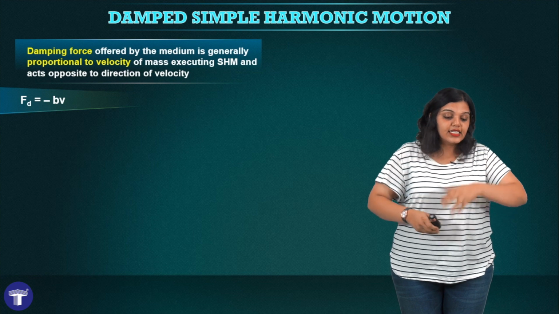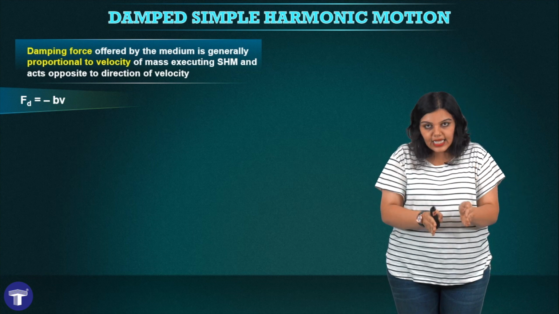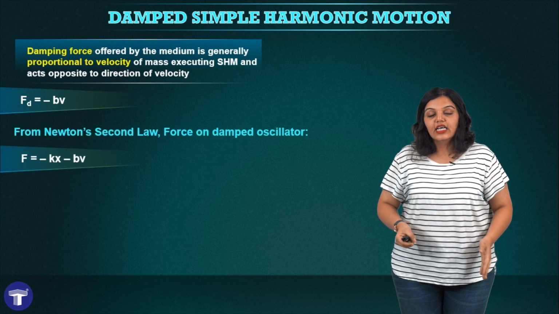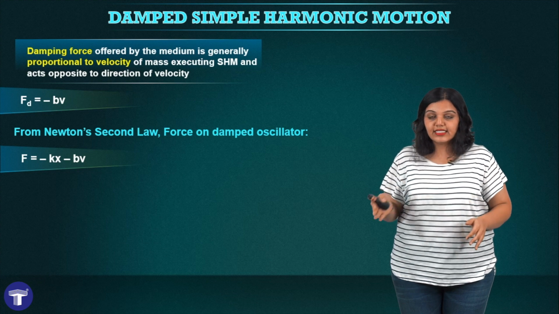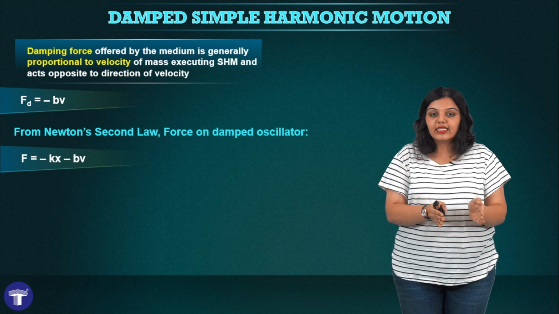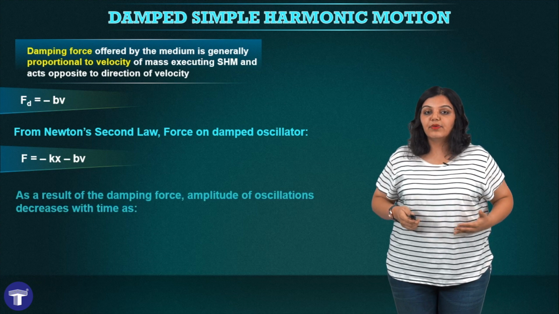So this means that in addition to the restoring force acting on the system, there is also the damping force acting on the system. And from Newton's second law, I can say that the total force is just minus kx, which was the restoring force, plus the damping force, which is minus bv. So the total force F is equal to minus kx minus bv.